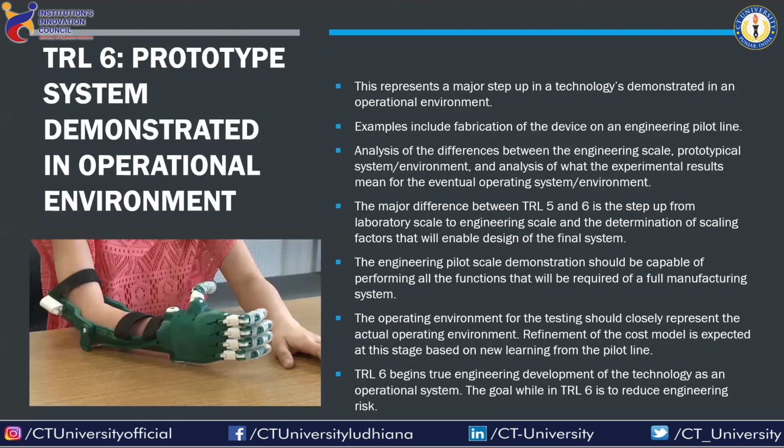In TRL level 6, a prototype system is demonstrated in the operational environment. We have made a simpler form of that robotic arm, and we think about the market. We have started thinking about the economy of that product, taken what was useful from that robotic arm, discarded what was not useful, and sent them to people for trial runs. The major difference between 5 and 6 is the step up from the laboratory scale to the engineering scale, and determination of the scaling factors that will enable design of the final system.